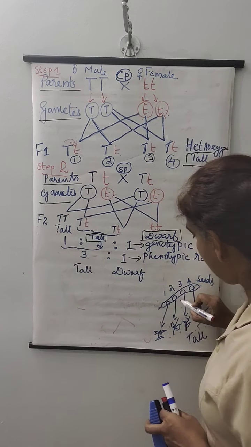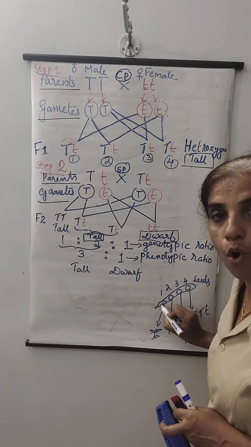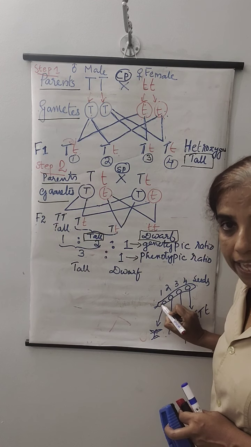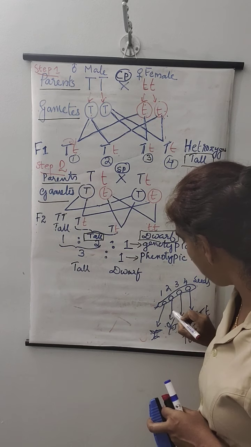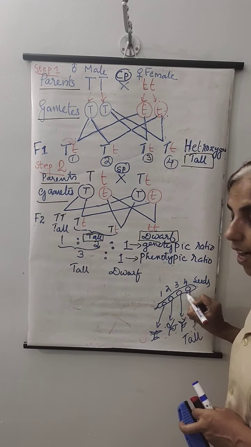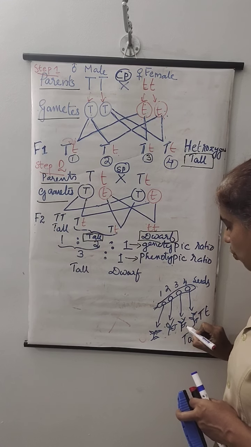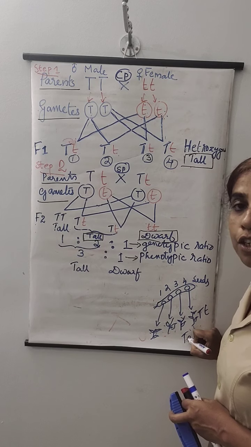So you can see that, when this fertilization happens, the pod will develop. The entire pea pod will develop. As a result, 4 seeds are produced. These 4 seeds will be developing into 4 plants. All are tall.